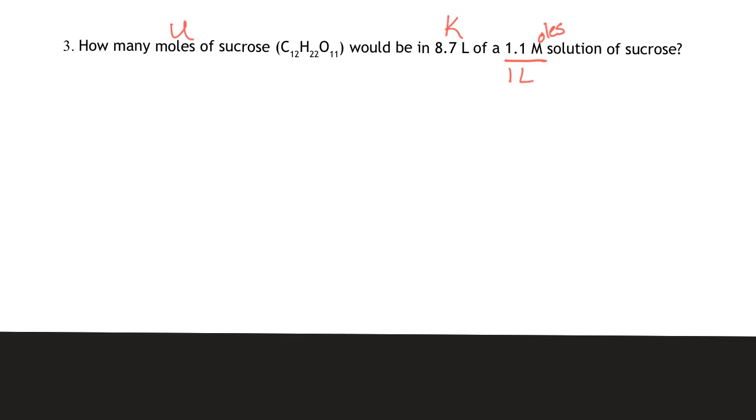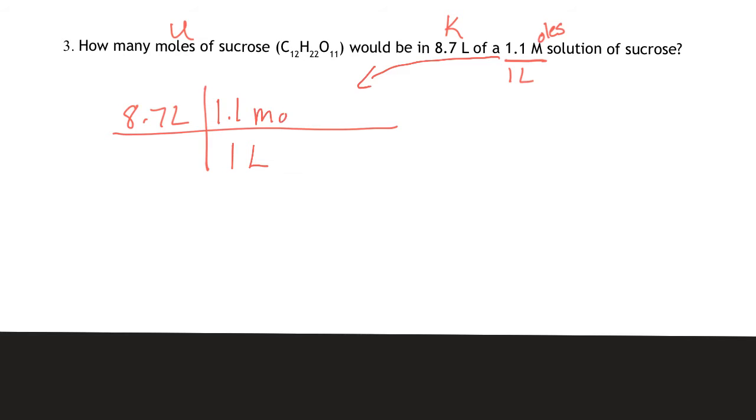So this is a factor label problem. Draw my table, 8.7 liters. If I have liters on the top, I'm going to need liters on the bottom. I'm going to use this conversion factor. 1 liter is going to cancel off the liter that's on the top. 1.1 moles is what that conversion factor is telling me.